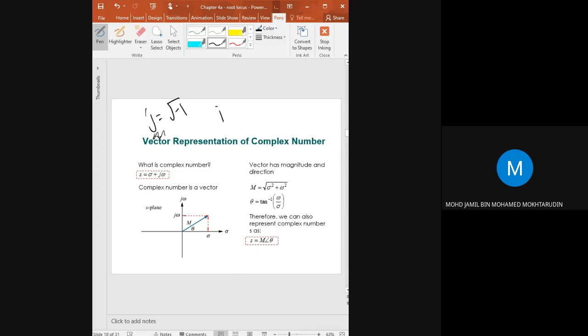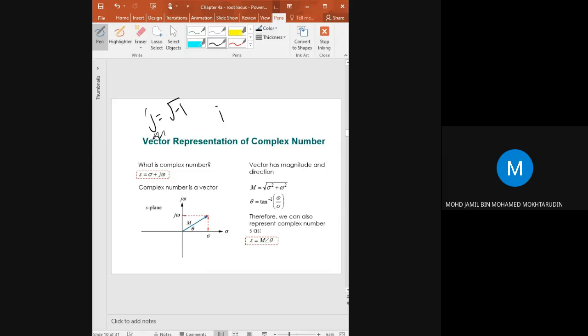Okay, so if you plot s equals sigma plus j omega on the s plane, then sigma will be on the x axis and j omega on the j omega axis. The angle made by the complex number from the x axis, or the sigma axis, we call the direction or theta, and the length of the complex number we call the magnitude or M.